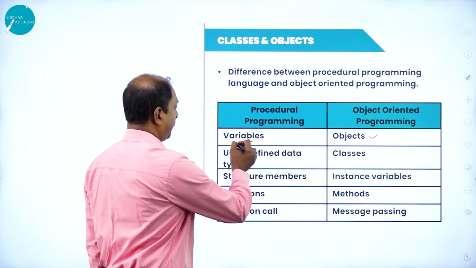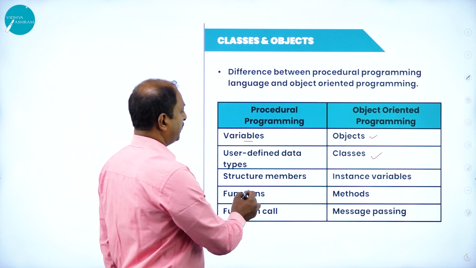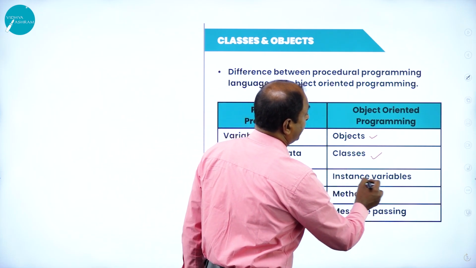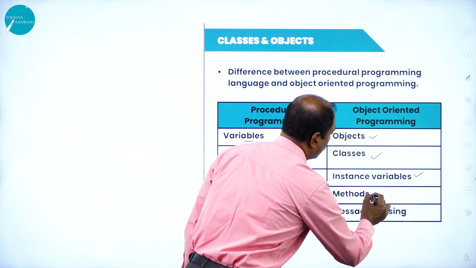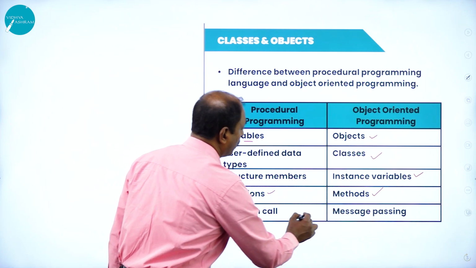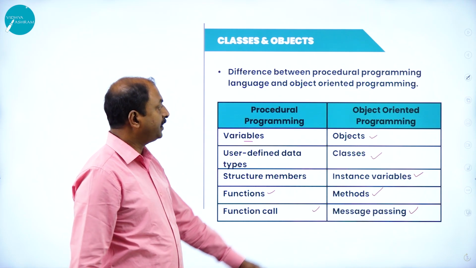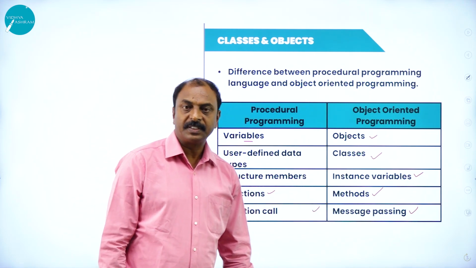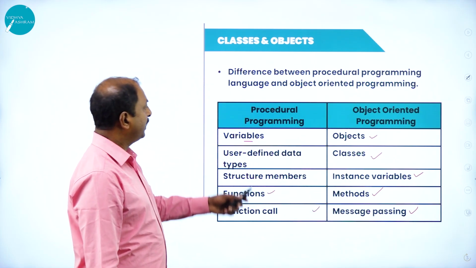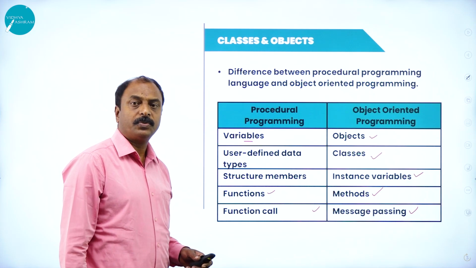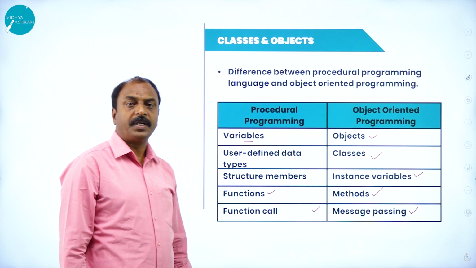And here, user-defined data types, and here we are using classes. And structure, they have structure members and instance variables. It is called functions and it is called methods. And function call, and here is message passing. If you remember, these are the concepts we have discussed in our previous lesson. This is about object-oriented programming, and this is procedural programming. So these are the differences between procedural programming and object-oriented programming.